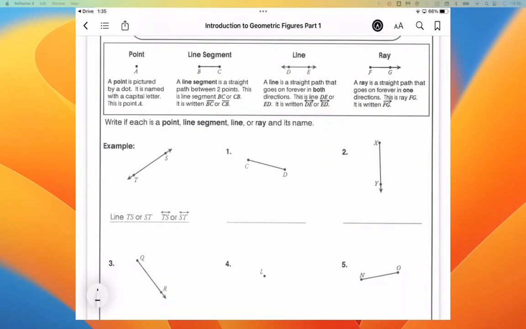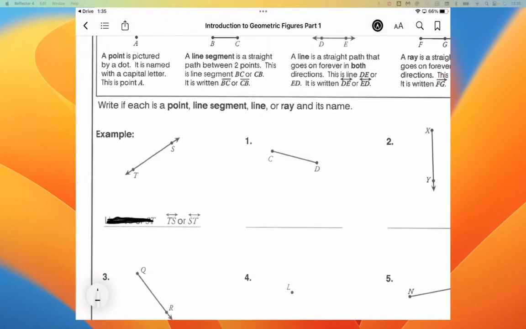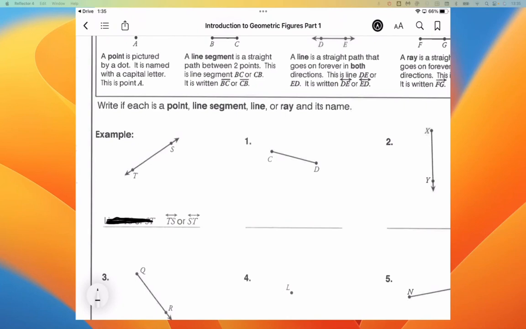We are actually going to ignore the one that involves using a word. And we're going to use those symbols on top, which have an arrow on both sides, denoting that it's a line. And so a line can be read either direction because it extends forever in both directions. And so that can be read as line TS or as line ST.